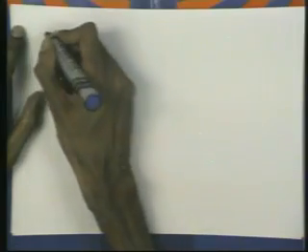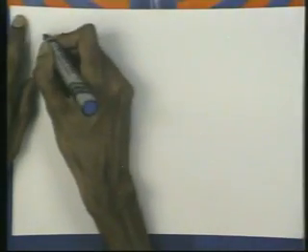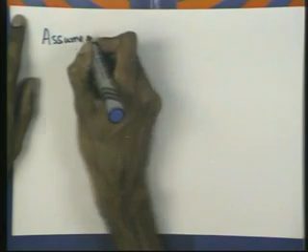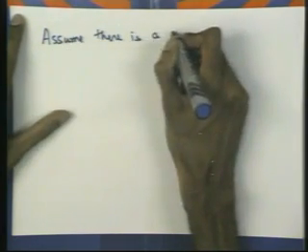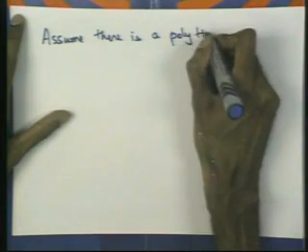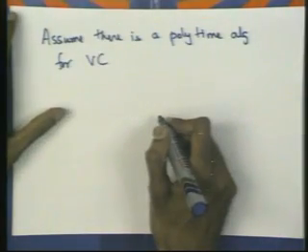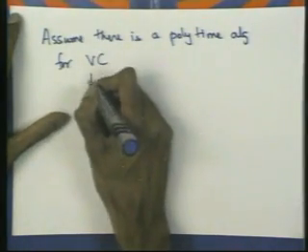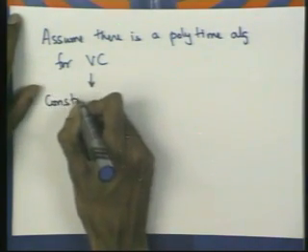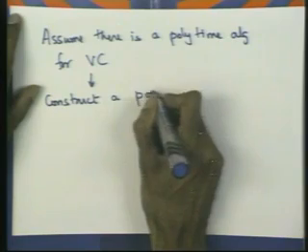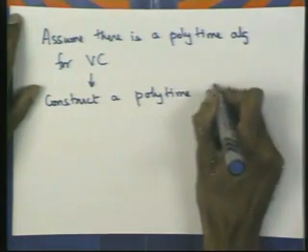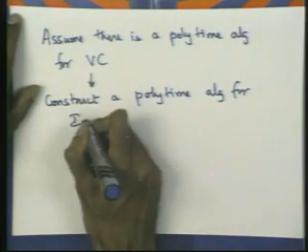Now we need to show that vertex cover is NP hard. We want to show that if there is a polynomial time algorithm for vertex cover, there is one for everything in NP. So we'll assume that there is a polynomial time algorithm for vertex cover. What we'll do is construct a polynomial time algorithm for independent set.